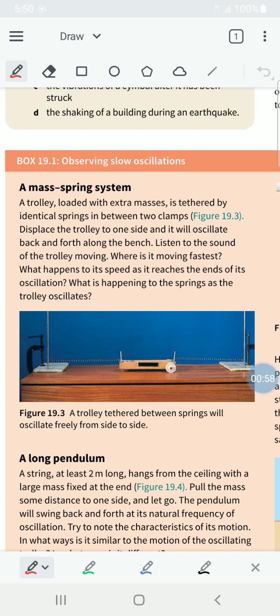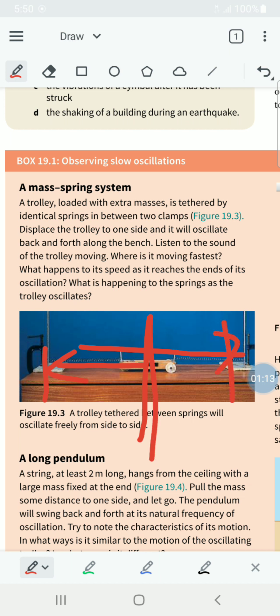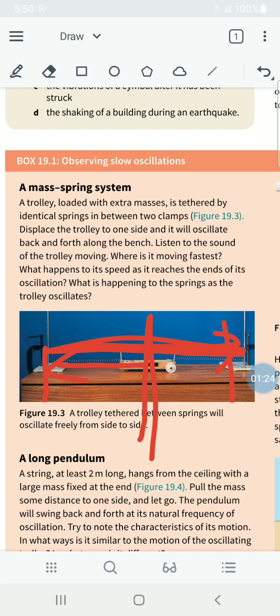As the diagram shows, it is in equilibrium position, right in the middle. When you pull it to this side, it will come to this position and then go back to this position, passing the equilibrium point or the central point, and it goes back and forth. So that is another requirement for simple harmonic motion.